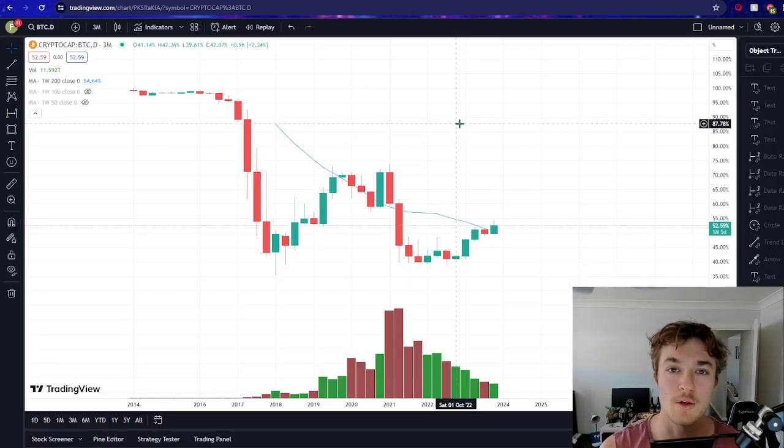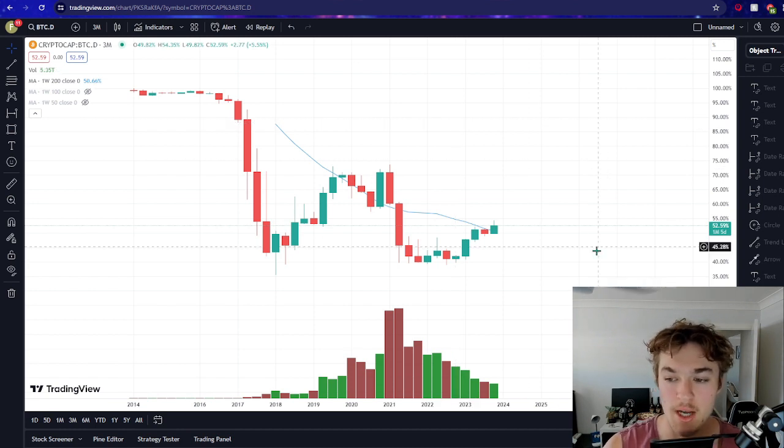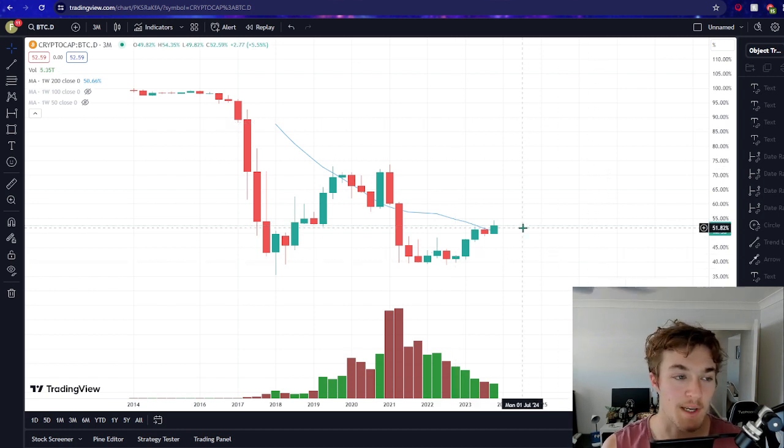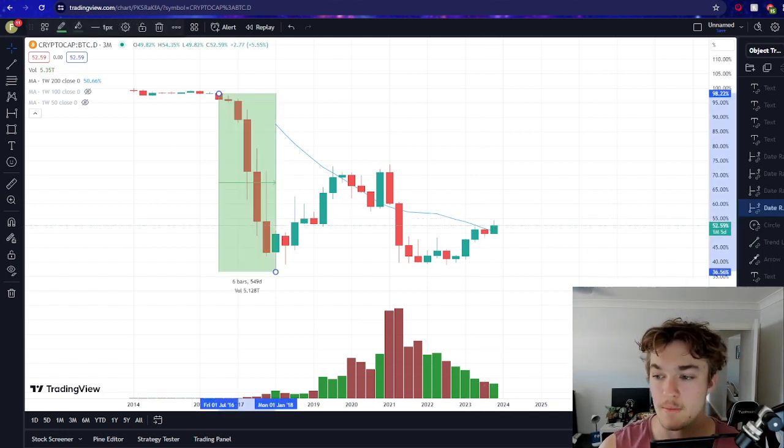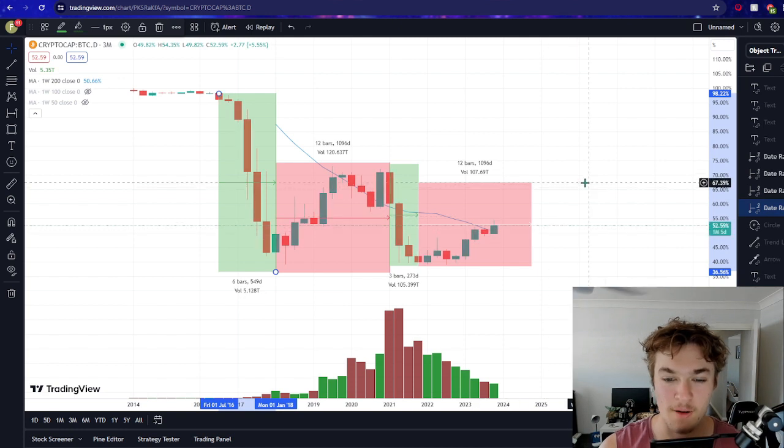So how can we use Bitcoin dominance to improve our trading? Well, essentially, we need to first look at what Bitcoin dominance looks like on a chart. Here we have basically the history of Bitcoin dominance on a 3-monthly chart, so each candle represents a 3-month period. You can see here that we have periods of Bitcoin dominance going down, periods of it going up, down again, and up again, where we are right now.